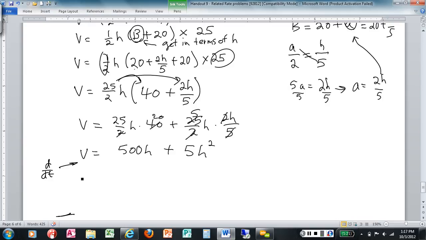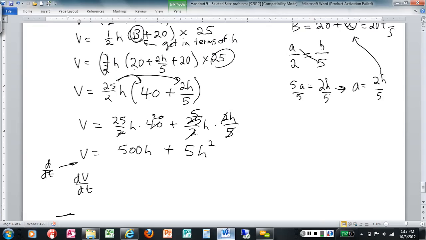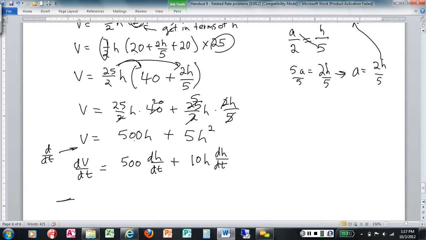Okay, so the left side is just V, so the d/dt of that would be dV/dt, or 1 dV/dt if you like. Then d/dt of that is going to be 500 dH/dt. Then the d/dt of that would be 10H dH/dt. And now we can substitute.